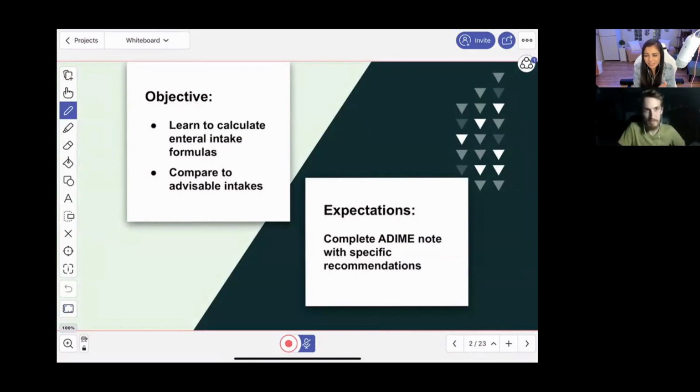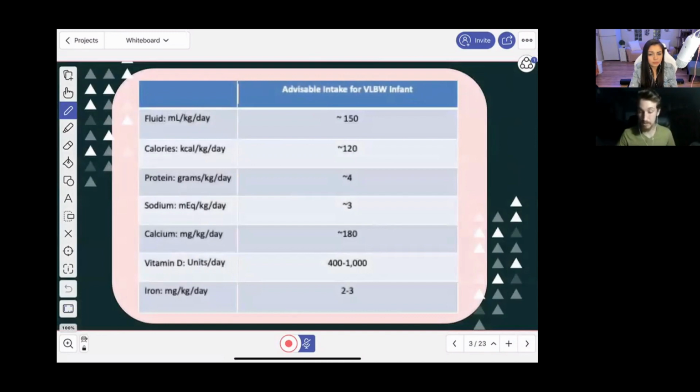But in all honesty, I feel like sometimes enteral nutrition prescriptions might be a little bit simpler, but that's just my opinion. And then we're going to be doing the same thing as we always do, comparing to our normative data, to our advisable intakes. So let's get started.